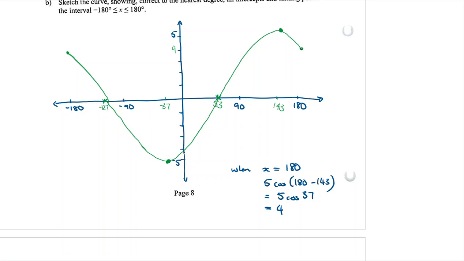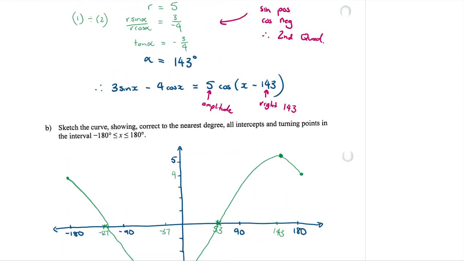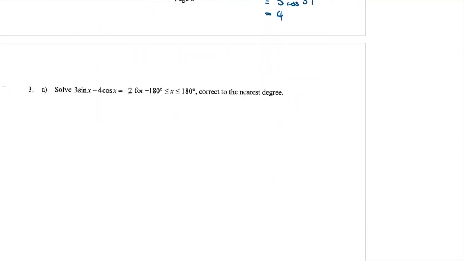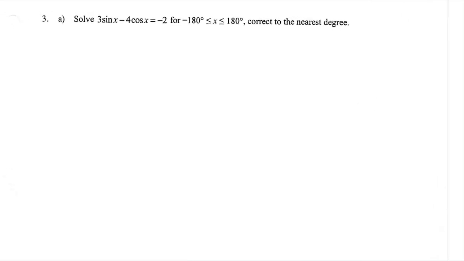Are we going to make it? Maybe. Question 3. Solve 3 sine x minus 4 cos x equals minus 2 between minus 180 and 180. That is the same equation we've been doing, but now it's equal to minus 2. I'm not going to do the whole find the r and the theta, we've already done all of that.